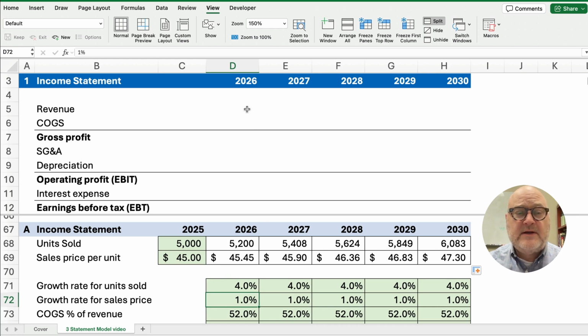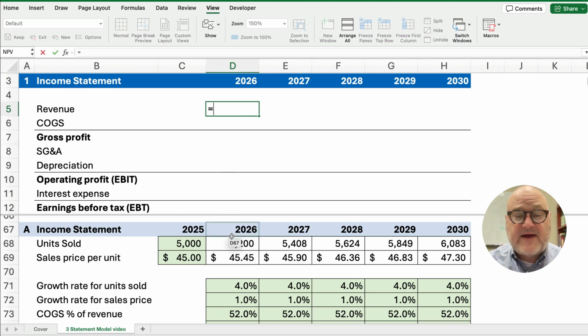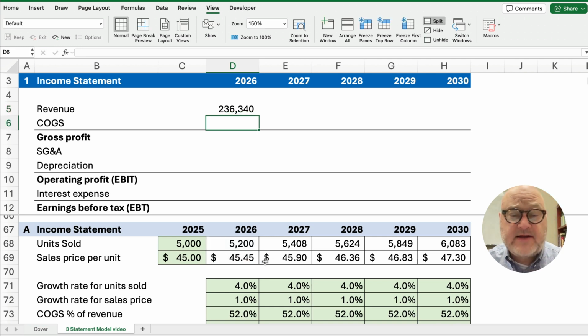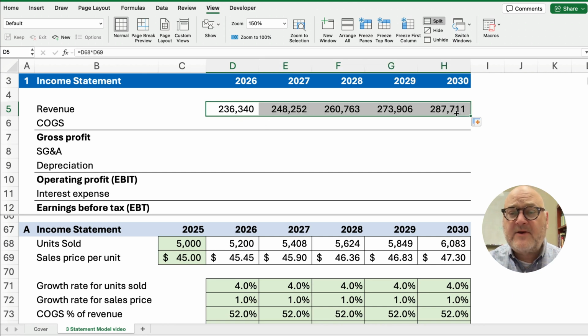Okay, so for our revenue, we're going to take our 5,200 times our $45.45, right? So therefore, our revenue is going to be $236,000. This could be in thousands, so this is really in millions. This could be in millions, so it's in billions. But let's just pretend like it's just in single dollars. So this is $236,000. And I can copy it across. There you go, copy it across. And so now we have our revenue.